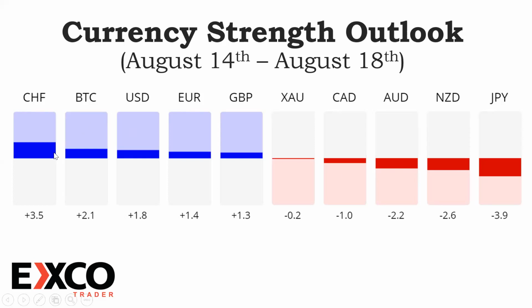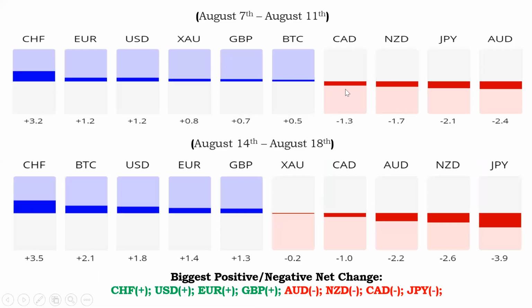Swiss franc is still coming out strongest for the week. We have USD coming up strong again, and Euro and Great Britain pound. We saw Japanese yen losing more strength for the week, NZD also losing more strength, and the Australian dollar. Anyway, we won't make much sense of this unless we are comparing it with the previous week. So let's look at it head on.